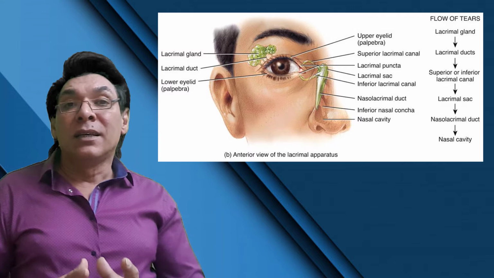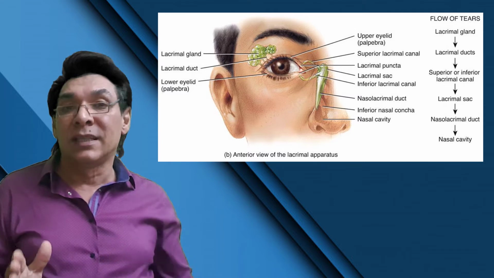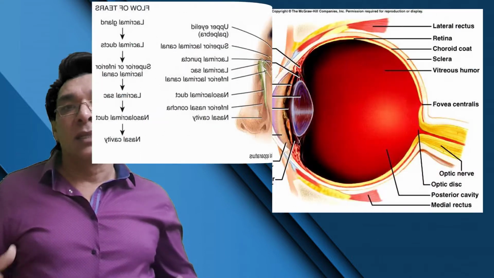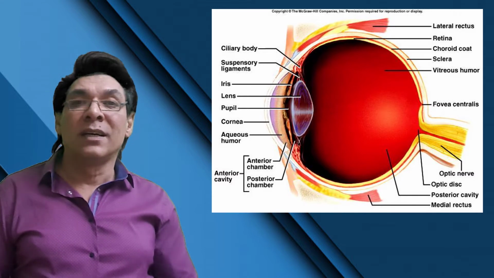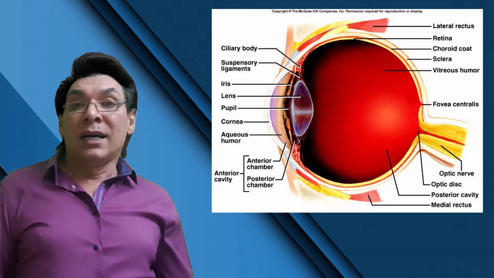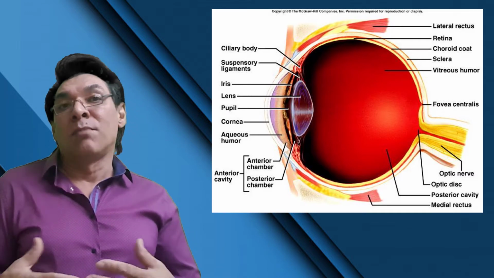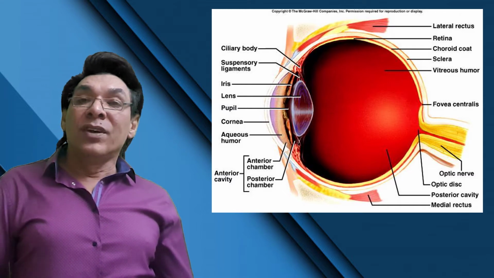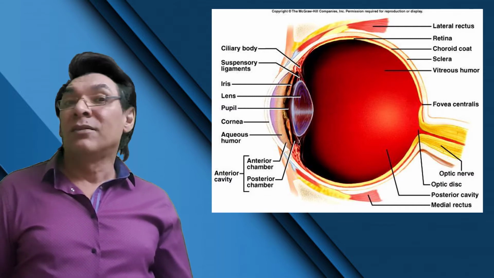Anatomy of the eye. The wall of the eyeball consists of 3 layers, or tunics. First is the fibrous tunic. It is the outer layer and is composed of the sclera, the white of the eye, and the cornea, the transparent epithelium that protects the front of the eye. The second layer is the vascular tunic. It is the middle layer and is composed of the choroid, the ciliary body, and the iris. And the third layer is the nervous tunic, the inner retinal layer.